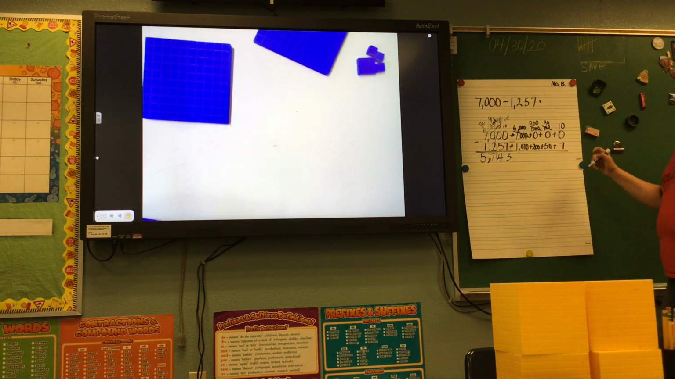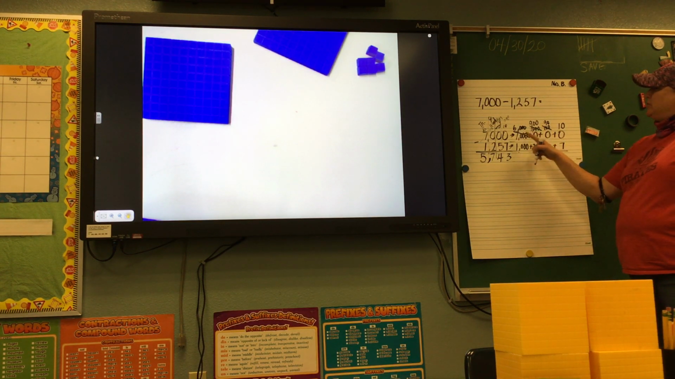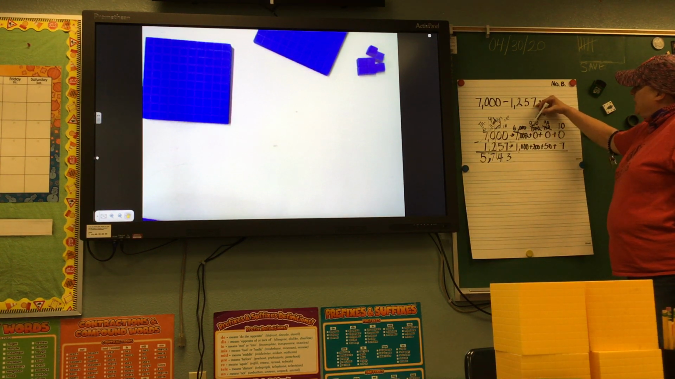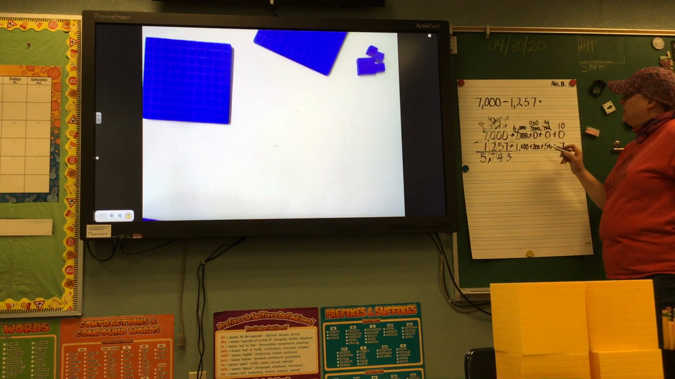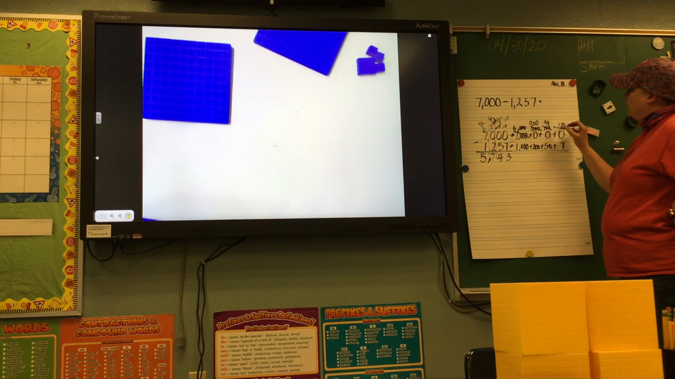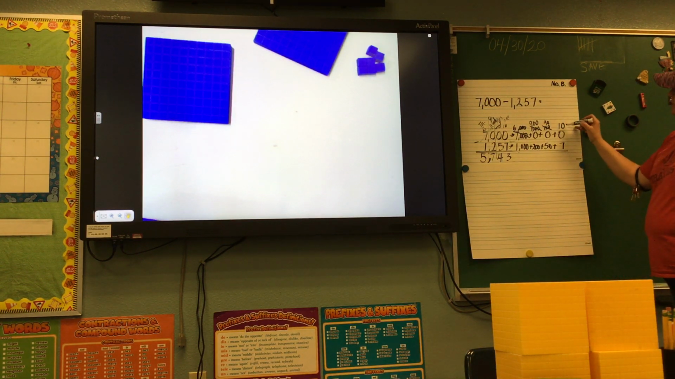So what I've done is I couldn't take 0 from my tens or 0 from my hundreds. I came to my thousands, took one of them, I had 6,000 left. Here is the 1,000 or 10 flats, or 10 hundreds flats I had. I took one of the hundreds flats, left 900 left, put it over here. I had 100 tens. I took one of the tens, now I have 90 tens. Here's the 10 I took.